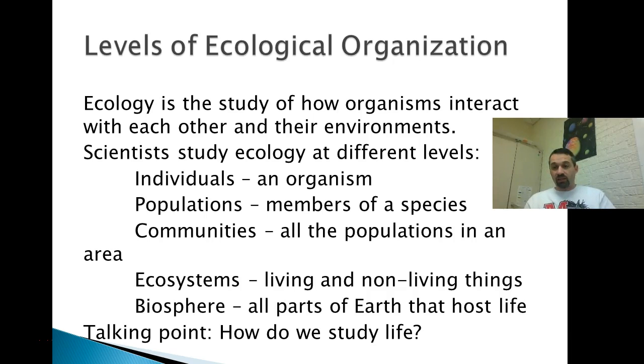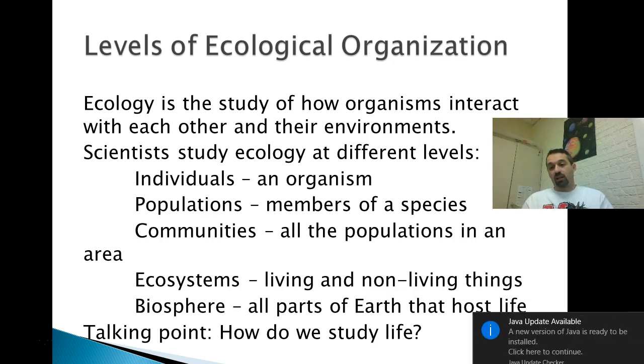Scientists, to better study ecology, study it at different levels. There's the individual, such as an organism like a frog, and then they can study whole populations, so members of the same species, a whole bunch of frogs, or the organisms living in a community, which would be all the populations in an area, like the frogs and the fish, and what else could we say? Oh, insects, stuff like that.